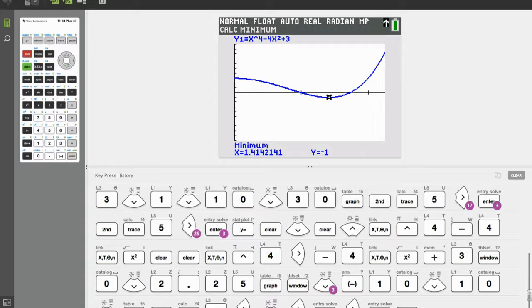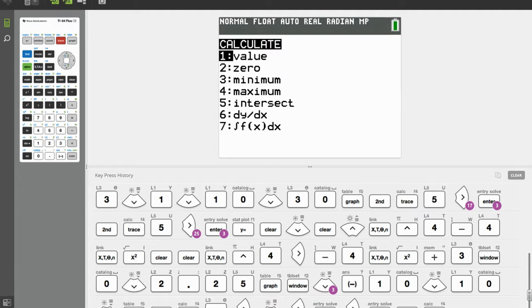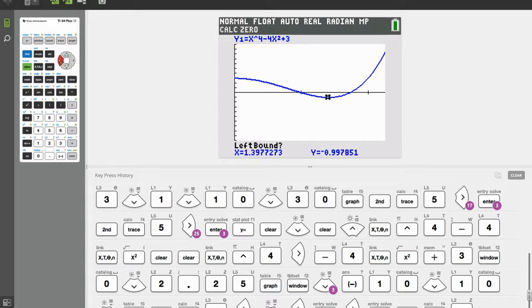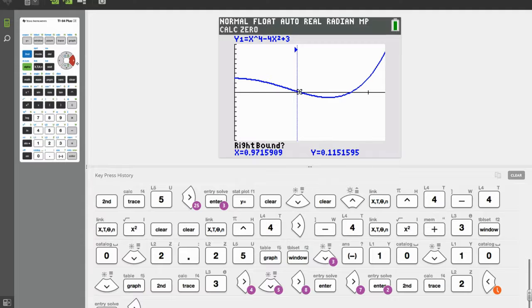And then we also have some zeros, so second trace number 2. I'm going to move a little to the left of the 0, which is a little bit above it. Hit enter. To the right is a little bit below it. Hit enter, hit enter. And we get a value of 1, 0. So we also want to sketch that in our graph.